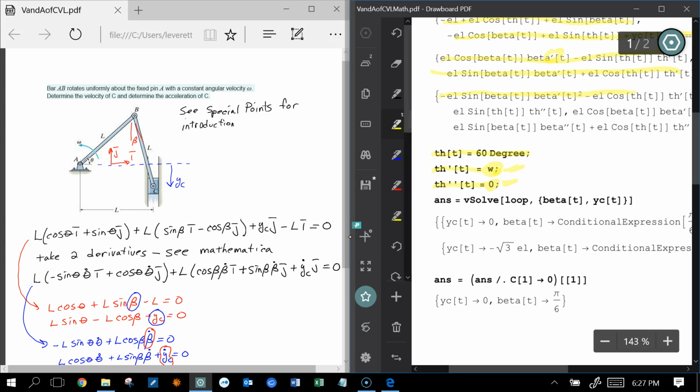Okay. Now what I'm going to do, since all the derivatives are taken, I'm going to do a vector solve. Like I said, you could probably just use solve. I'm going to solve the no dot, the loop equation. And what are you going to solve for?